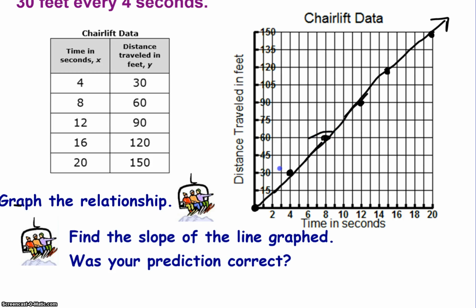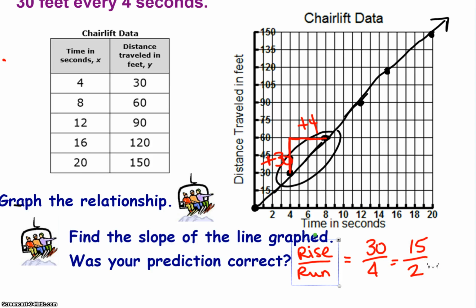So I'm going to use these two. And so 15, 30, so you have positive 30. And then you're going to run. And it's skipping by 1. So 1, 2, 3, 4. So plus 4. So you find your slope by rise over run. And we rose 30 and ran 4. And that goes to 15 over 2. Was our prediction correct? Yes, it was.